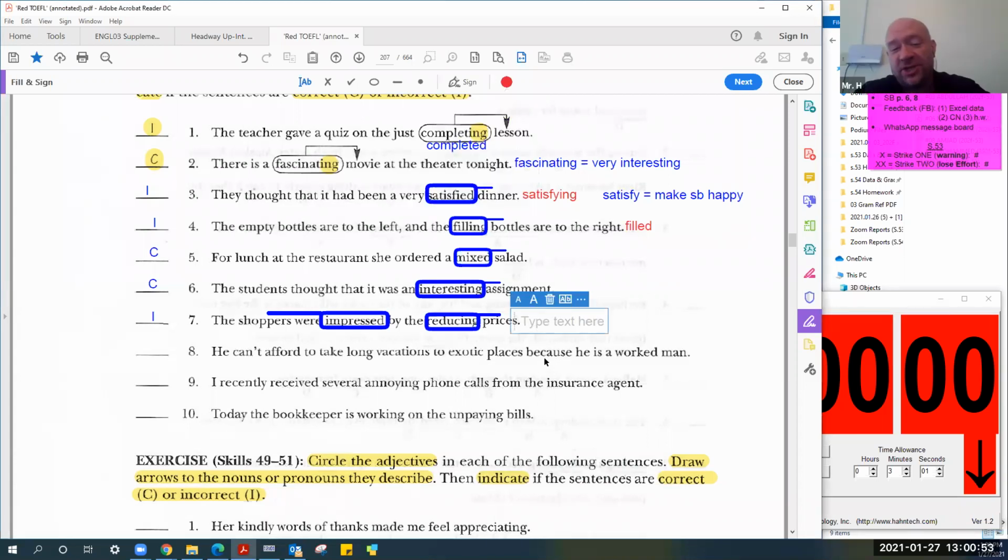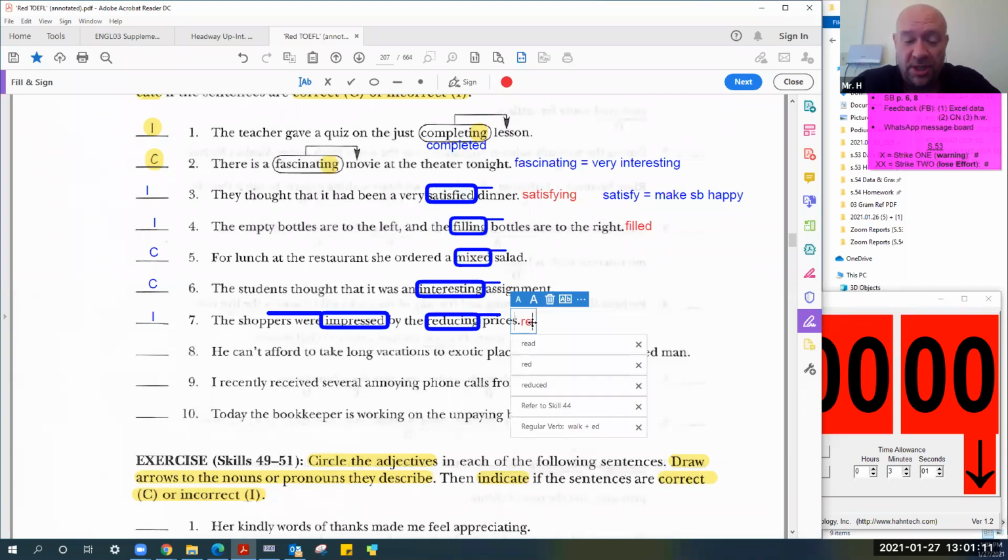Okay, your explanation is just 50% correct, and you lose marks on TOEFL because the first one is correct. The second one is incorrect. So the second one should be reduced. Okay, the prices cannot do the action.